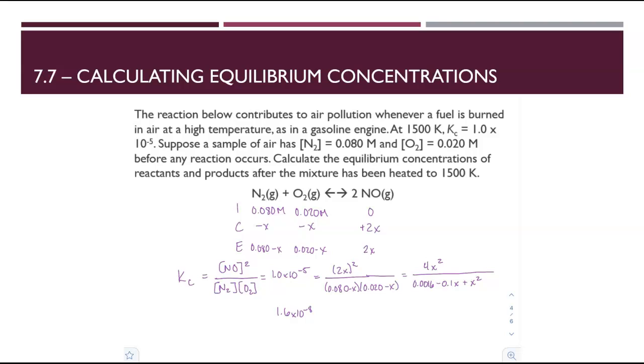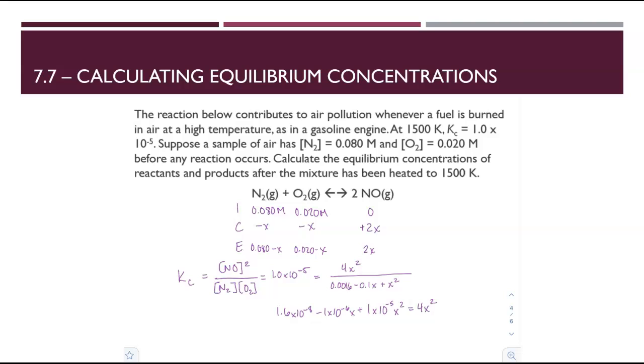So here we can simplify this. Now that's the equation that we're solving. We're going to take this bottom piece and multiply both sides by that equation so that it gets out from underneath the fraction. So we have 1.6 times 10 to the negative 8th minus 1 times 10 to the negative 6th X plus 1 times 10 to the negative 5th X squared equals 4X squared.